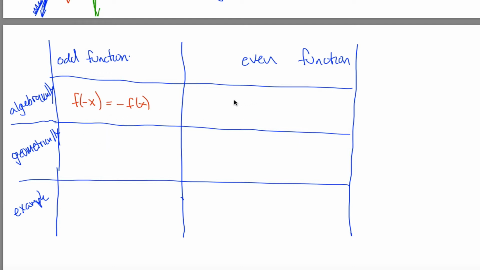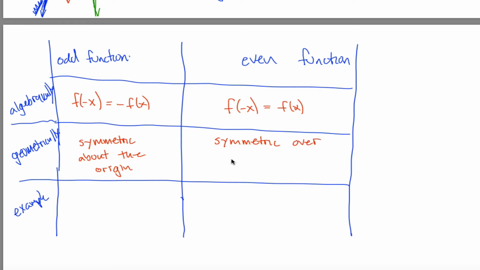An even function algebraically is similar, except now f of negative x, the same thing that I'm going to test, is not equal to the negative of f of x, it's just equal to f of x. Wait, what do you mean? Don't worry, I'll get there, just a second. Geometrically, an odd function has to be symmetric about the origin. Wait, what origin? Slow down, I'll talk about it. For an even function, there's also some symmetry, but now it's not about the origin. Now it's going to be symmetric over the y-axis.